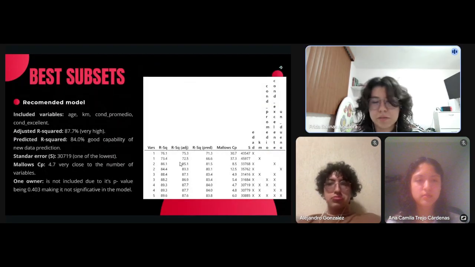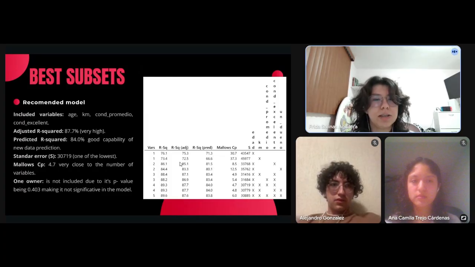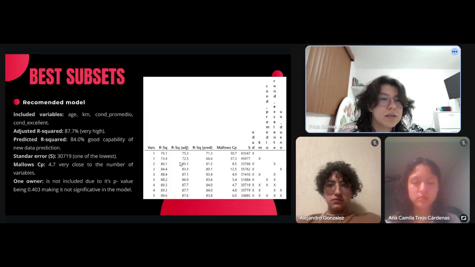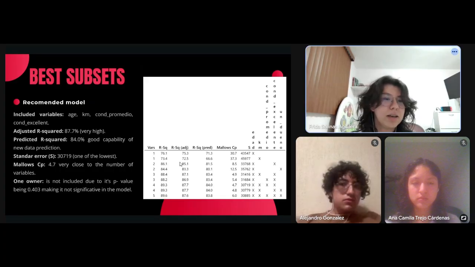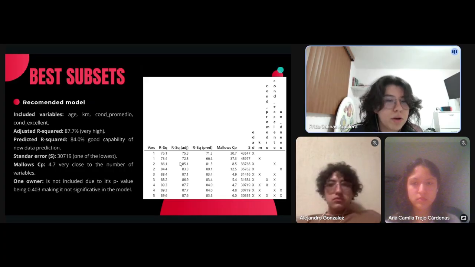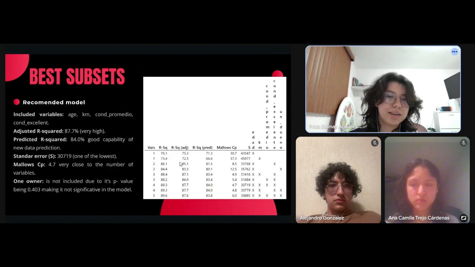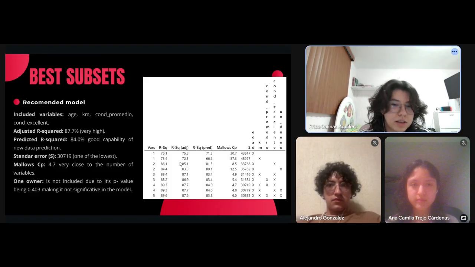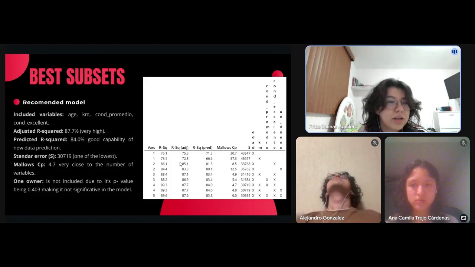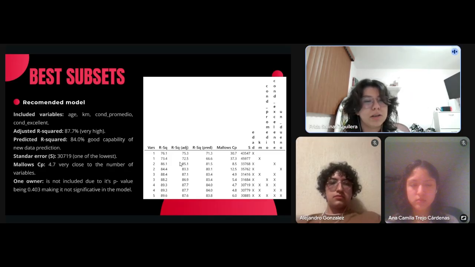Using the best subset option in Minitab, we also found the best model that we could possibly get is the one that relates only four variables: age, mileage, and both the condition variables. The adjusted R-squared value we got is 87.7, which is very high. It's the highest we got. And the predicted R-squared is 84, meaning it has a good capability of predicting new data.